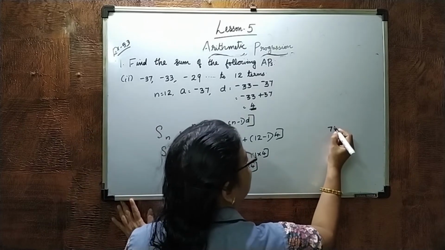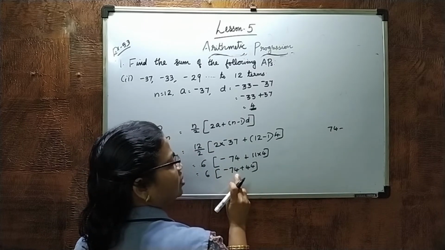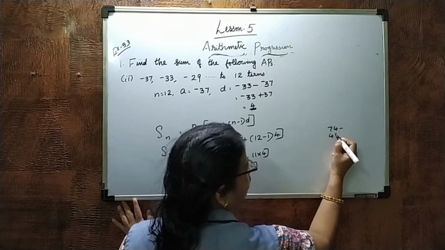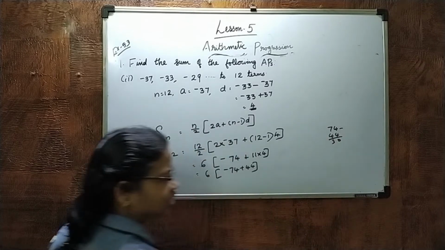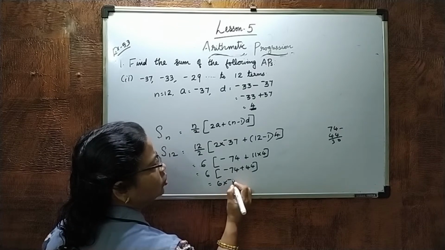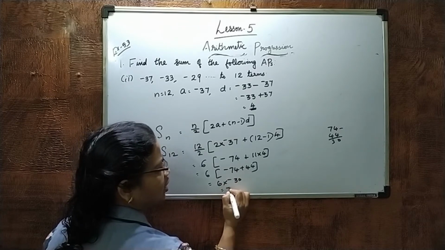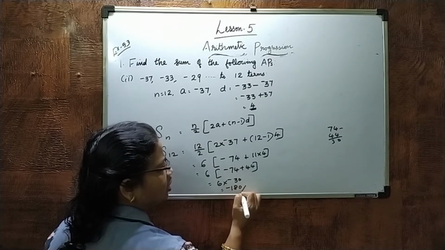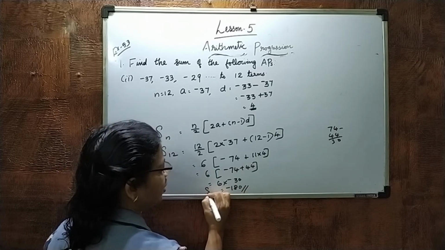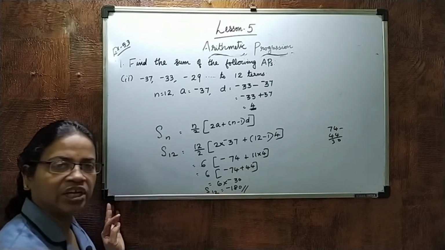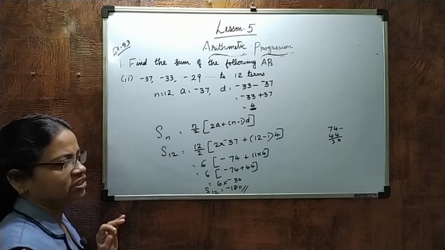So it will be 6 into negative 74 plus 44. What will you get as the answer then? It is 30, you will get, and it is 6 into negative 30, you will get the answer negative 180. So the sum of these 12 terms, you will get the answer negative 180.